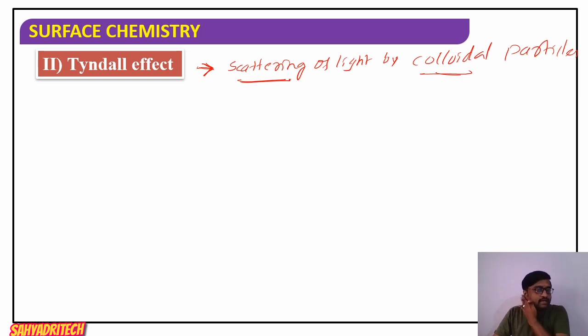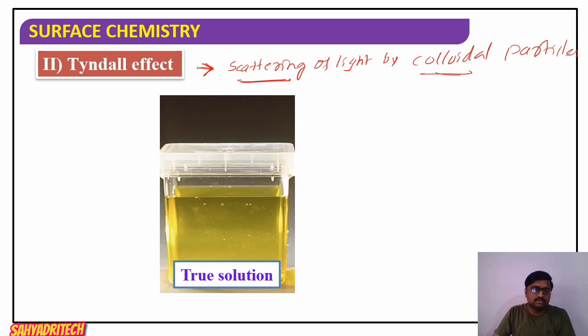Before going for that, let us analyze certain things. Consider true solutions. We know the meaning of true solutions here. It is a homogeneous mixture of two or more components. So we have taken a true solution.